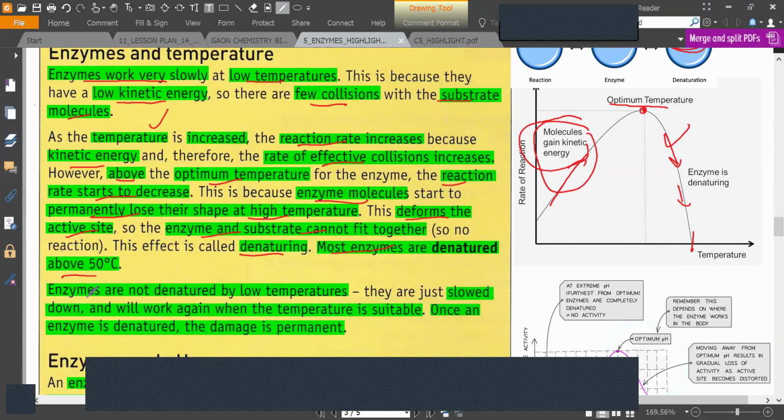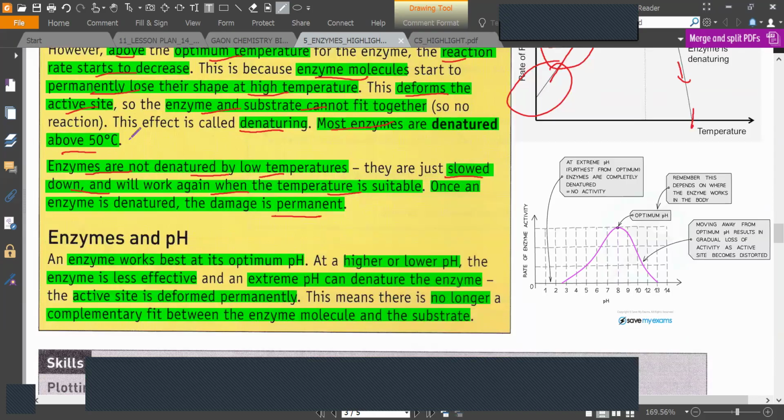But enzymes are not denatured by low temperature. No problem, it just slows down. It will work again when the temperature is suitable. But if denaturation happens, it's permanent, so it's irreversible.